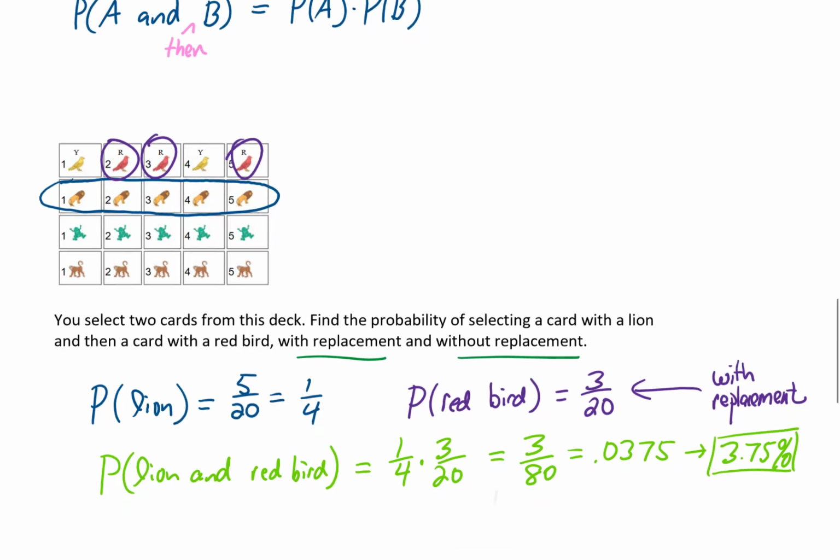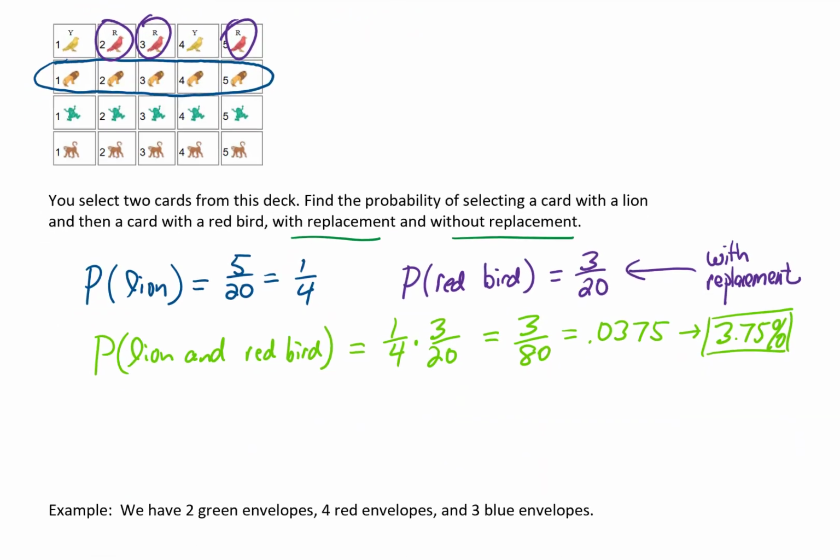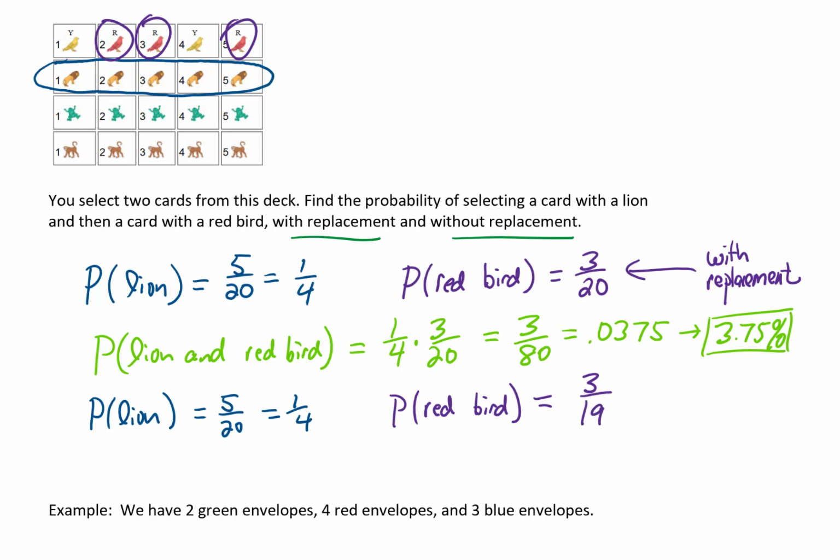Now, we just did that problem with replacement. Let's try to do the same problem without replacement. Now, the probability of getting a lion with our first draw is going to stay exactly the same. However, this time we're going to leave that card out of the deck. We're not going to replace that card. And if we take that lion out of the deck, what that leaves us with is 3 red birds out of 19 possible cards. That slightly changes our probability for our second draw.